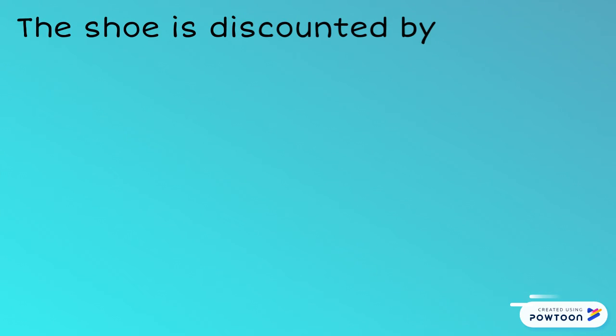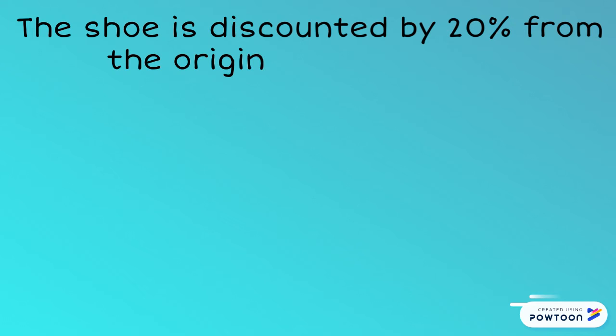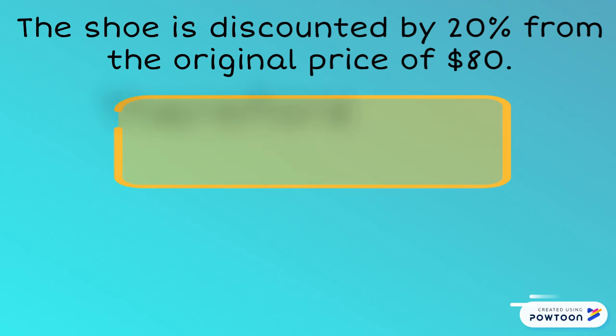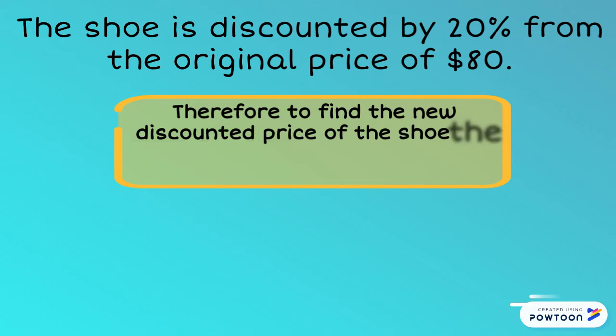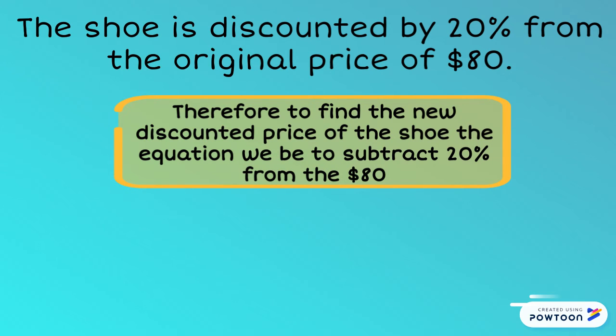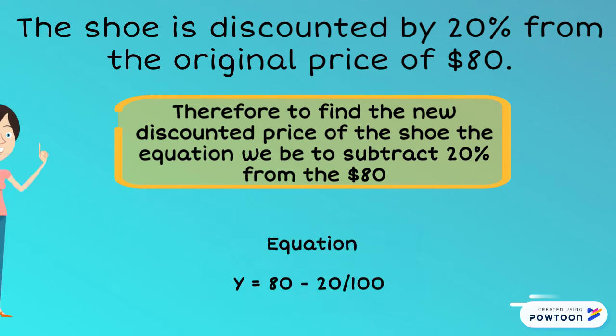From the word problem, we know that the shoe is discounted by 20% from the original price of $80. Therefore, to find the new discounted price of the shoe, the equation will be to subtract 20% from the $80. The equation would look like this.